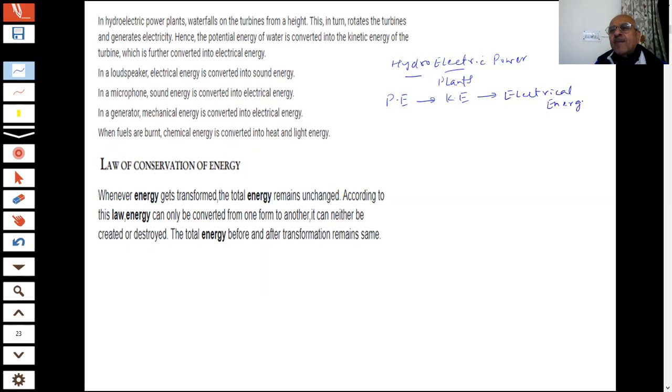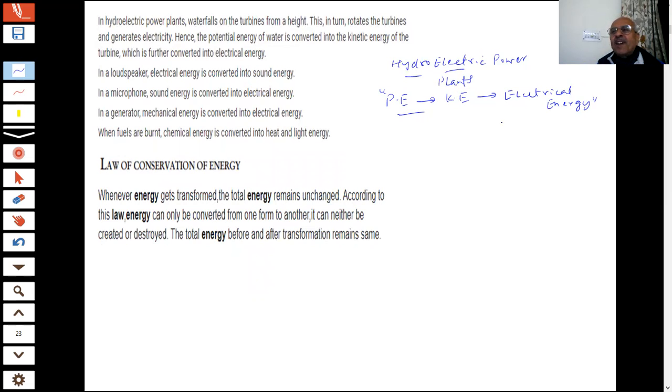So you guys are very intelligent, students. Man is very intelligent. He is able to convert different forms of energy for his own comfort and requirement. According to your requirement, you will devise machines and systems so that you can convert one form of energy into another.